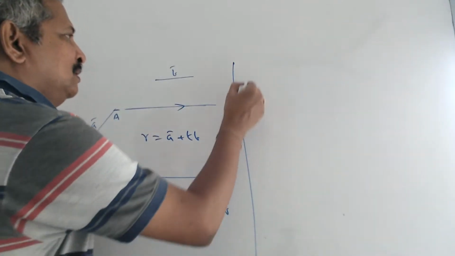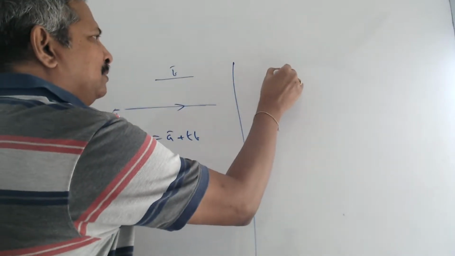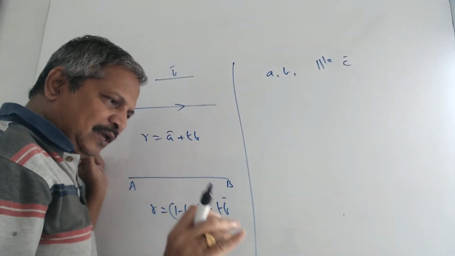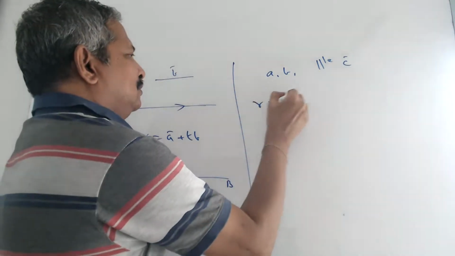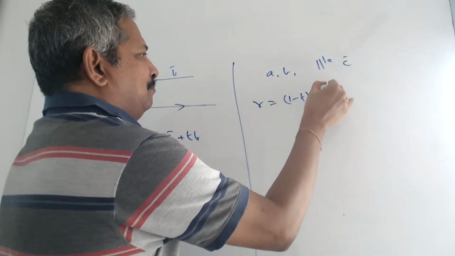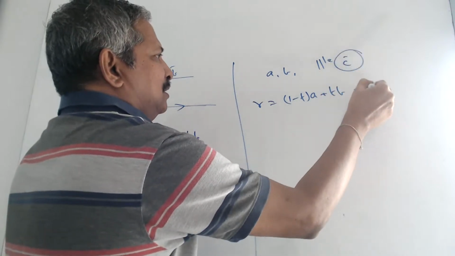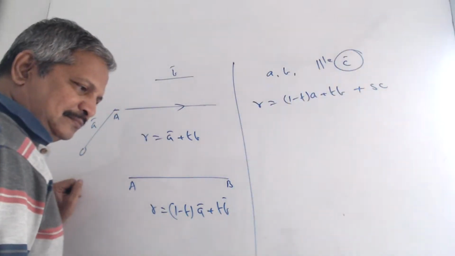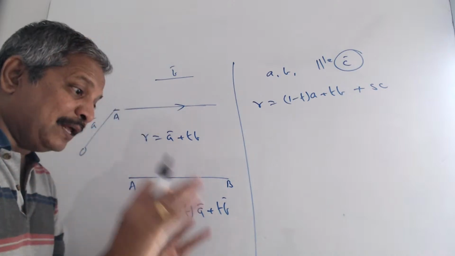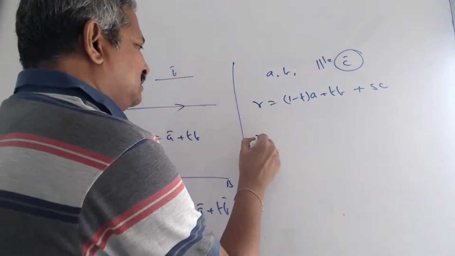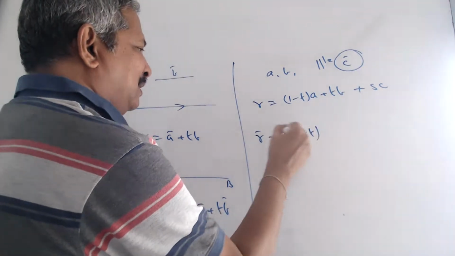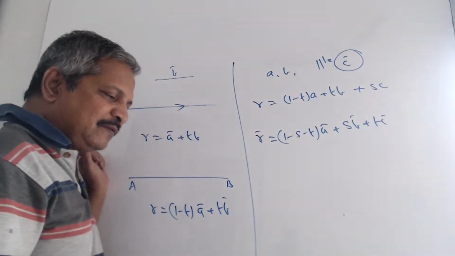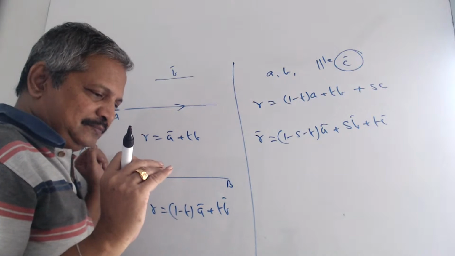Next point. Vector equation of a line through A, B, parallel to C is R equal to (1 minus T) into A plus T B, and also parallel to C. Because the line through A and B is this, but parallel to C. Next, the vector equation of a plane is nothing but R bar is equal to (1 minus S minus T) into A bar plus S B bar plus T C bar. This is the vector equation of the plane through A bar, B bar, C bar.